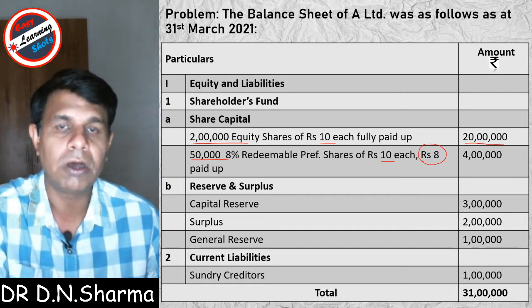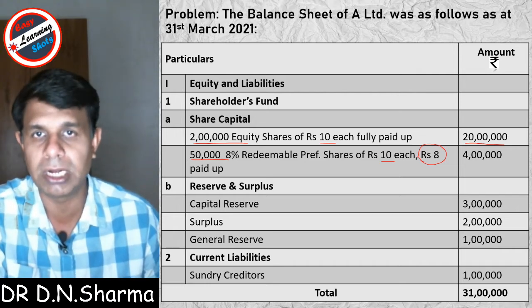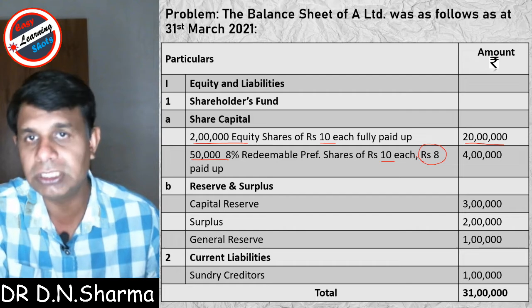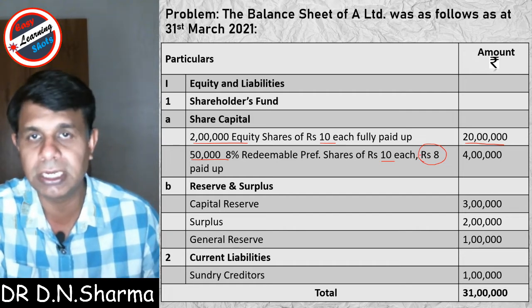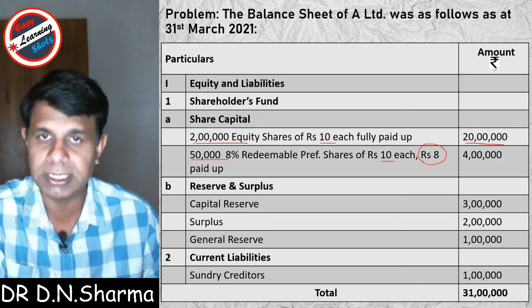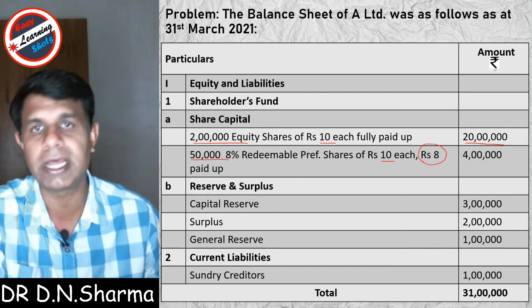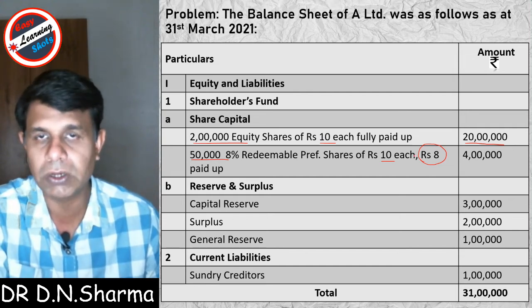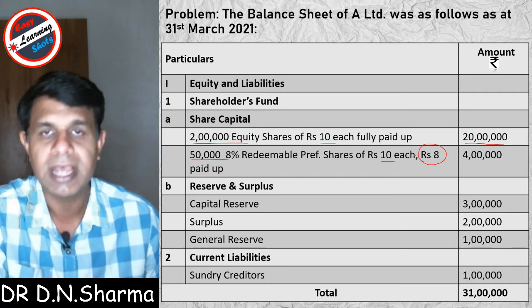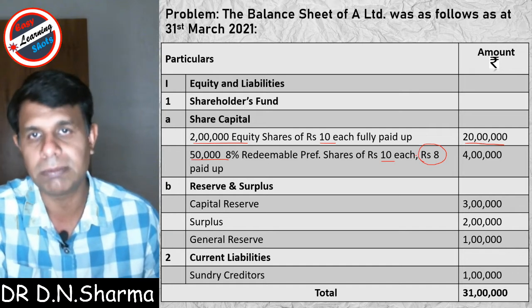So in case of redemption of preference shares, if the shares are partly paid up and called up, we cannot redeem these shares according to Section 55 of the Companies Act 2013. So first we have to convert these preference shares into fully paid up preference shares, then we do the redemption process. So for this, first we have to make the final call on 50,000 shares at the rate of rupees 2, receive the final call, and after that we do the redemption process.